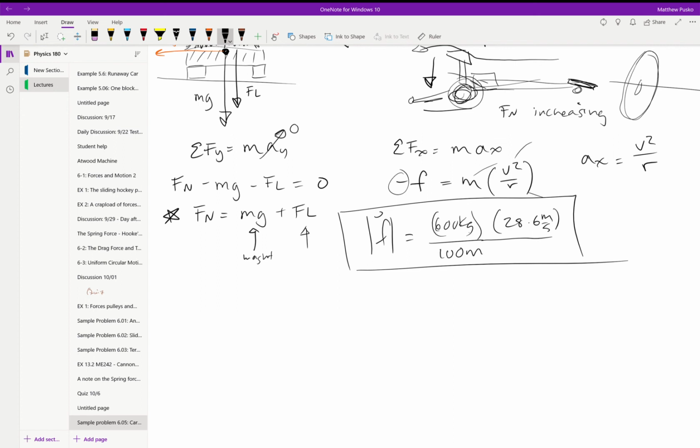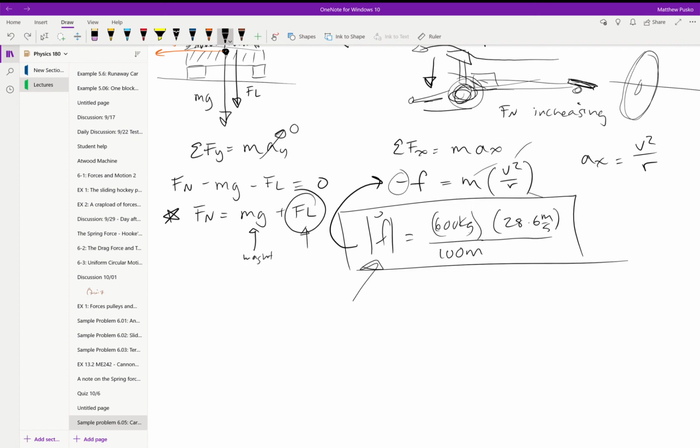But that's not what it asked for. It asked for what is the force of lift if it has this much friction, basically. So let's put these two equations together. I'm going to go back a step to this one.